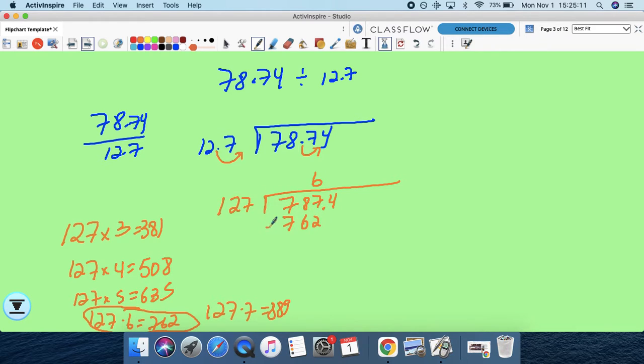762. Subtract. 7 minus 2 is 5. 8 minus 6 is 2. What do we do next? The decimal, we're going to bring it up. And we're going to bring the 4 here. 127 goes into 254 how many times? Well, it's not 3, so let's try 2. And 127 times 2 is 254 exactly. So that's nice. So the answer is 6.2.